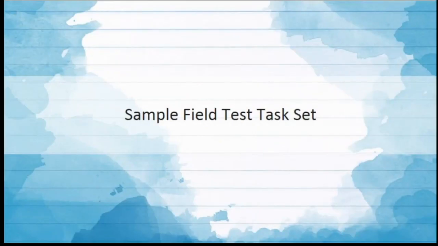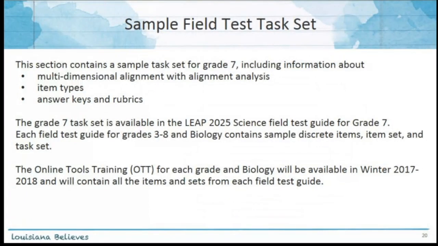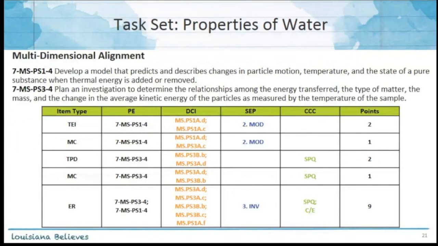Okay, so we're going to look at a sample field test task set. This is from grade 7. It includes the alignment with an analysis, the item types. We have the sample from there. The first thing we put in there is we put the two PEs. This item has bundled PEs. They happen to be both in physical science. And then we have this table here.